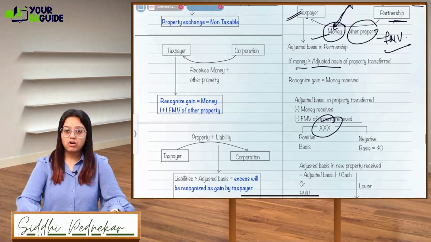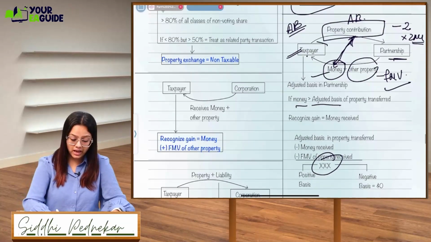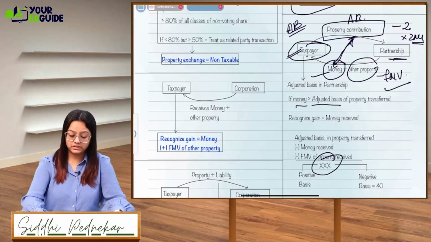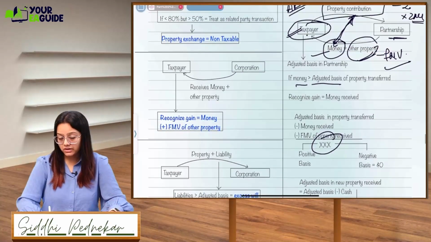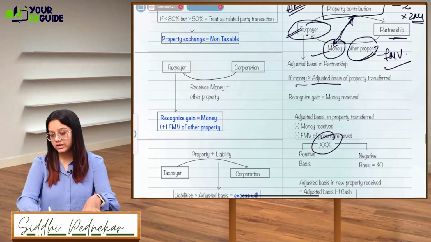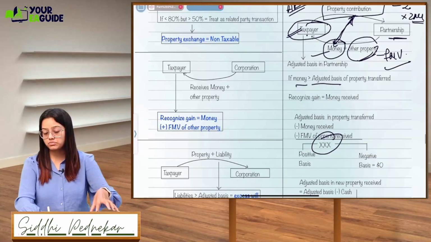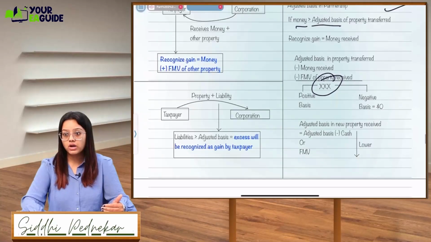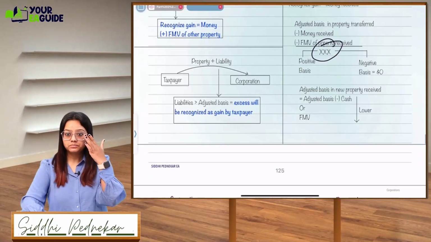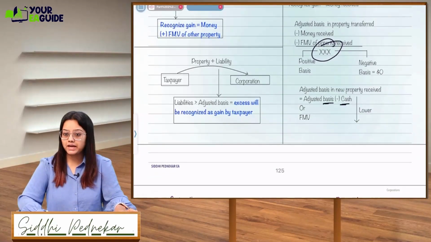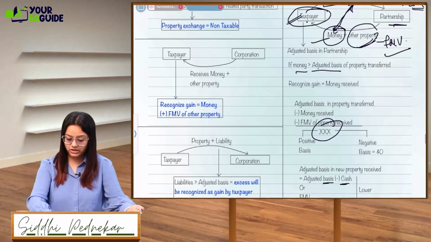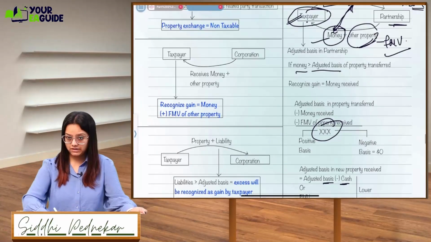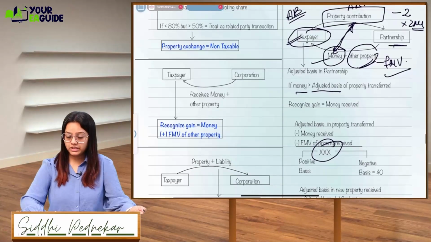Now, the adjusted basis for the taxpayer in the new property, the other property he is receiving. At what amount will he consider this other property in his books? That will depend on adjusted basis minus cash. What is the adjusted basis of the property you have already transferred? Take this minus money received. Compare it with the FMV.